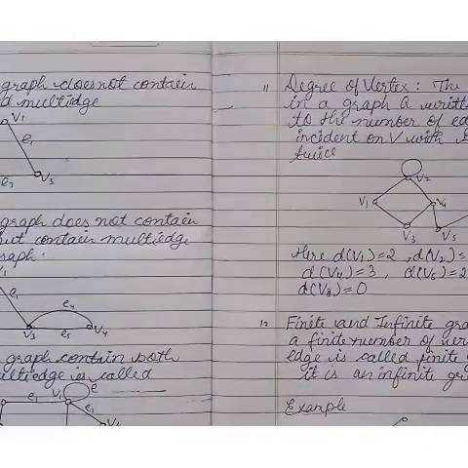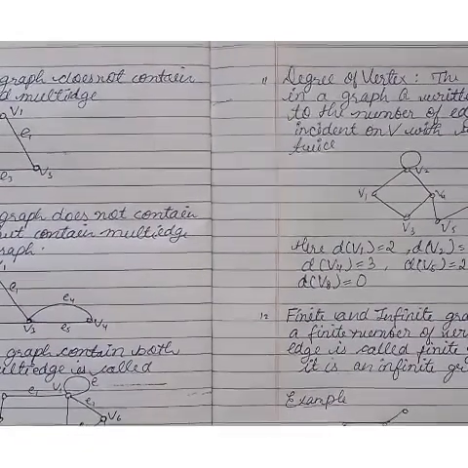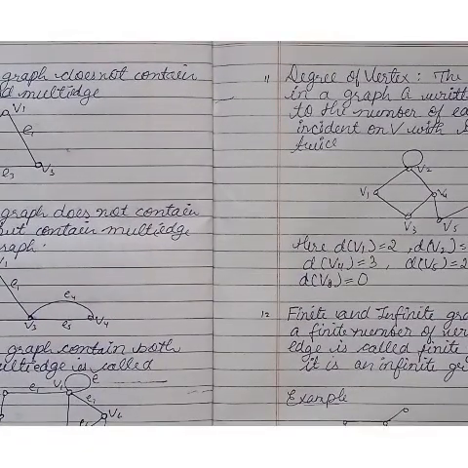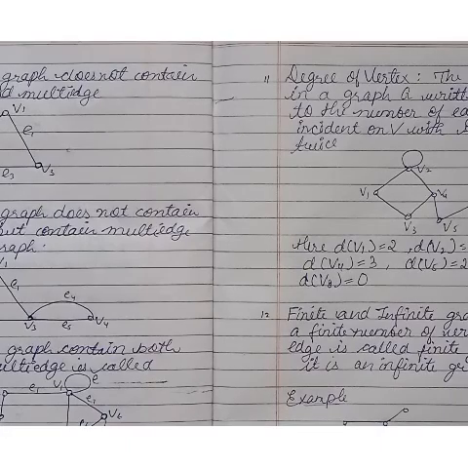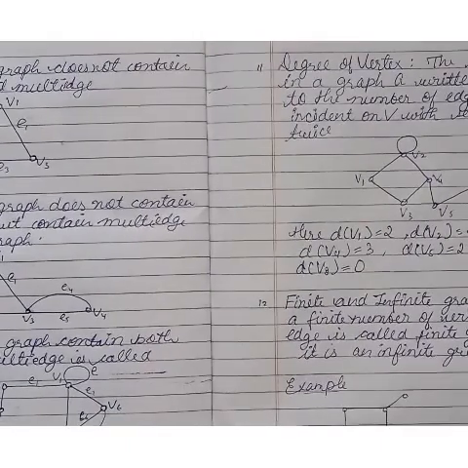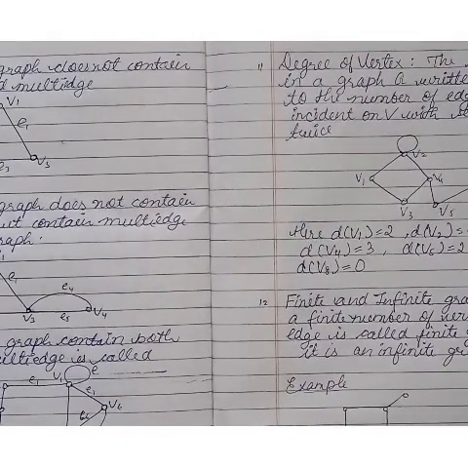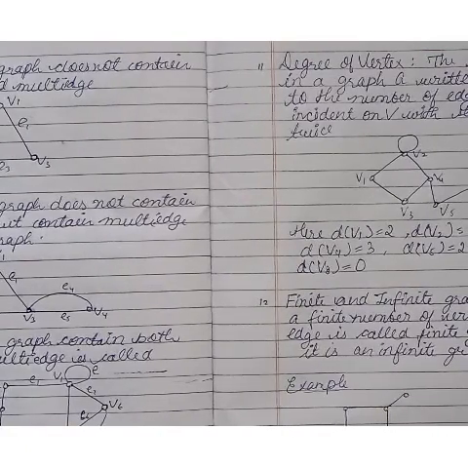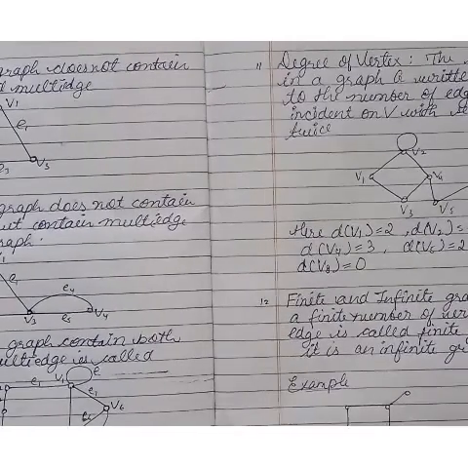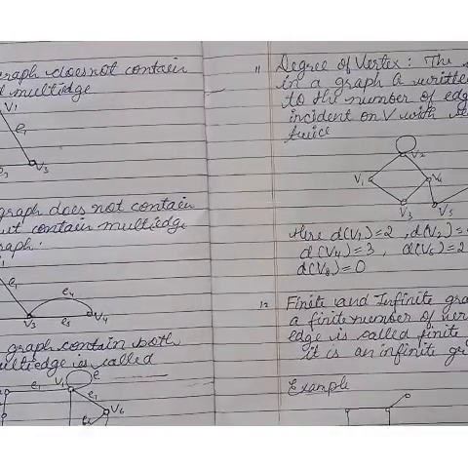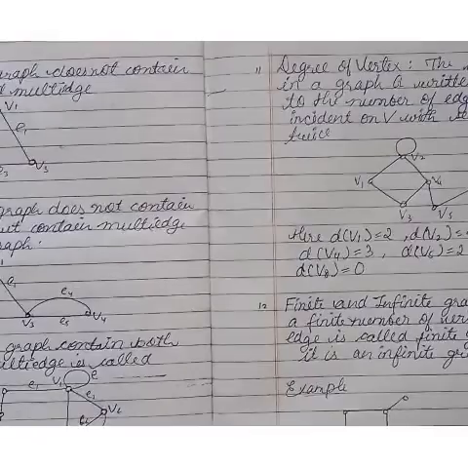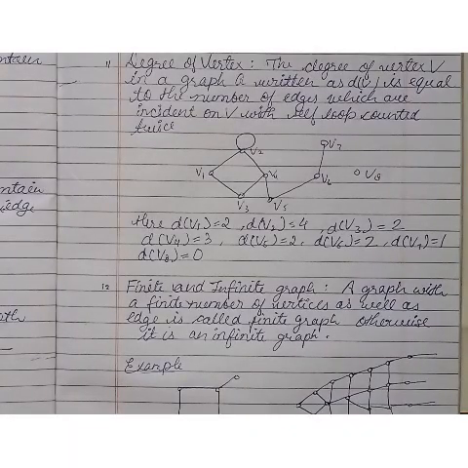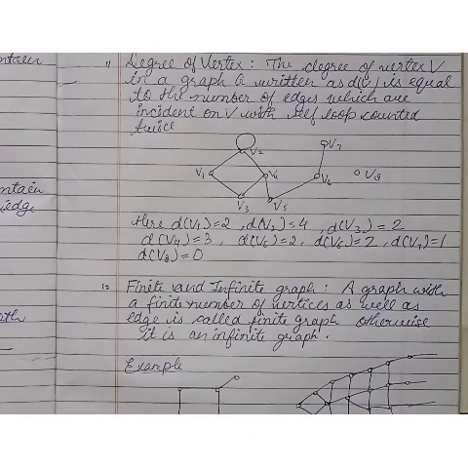Now let's see what the degree of a vertex is. The degree of a vertex v in a graph G, written as d(v), is equal to the number of edges which are incident on v, with a self-loop counted twice. This is called the degree of a vertex. It means we have to see the number of edges connected to that vertex.